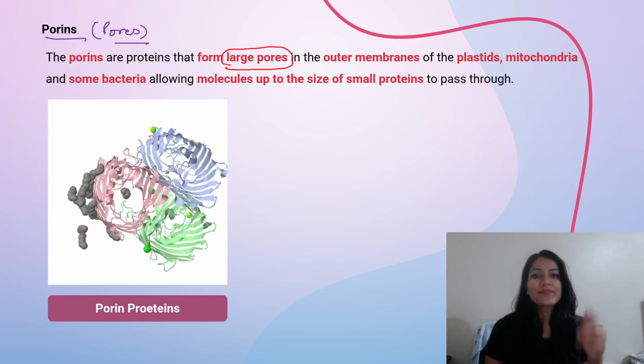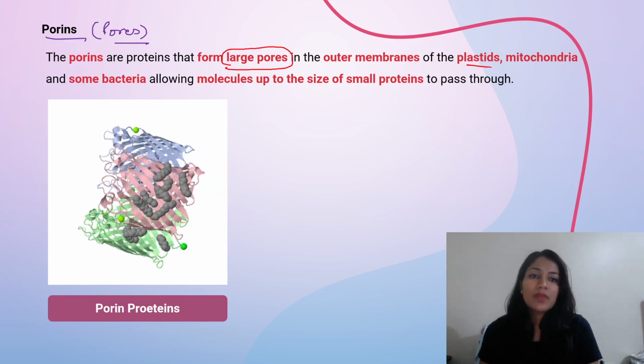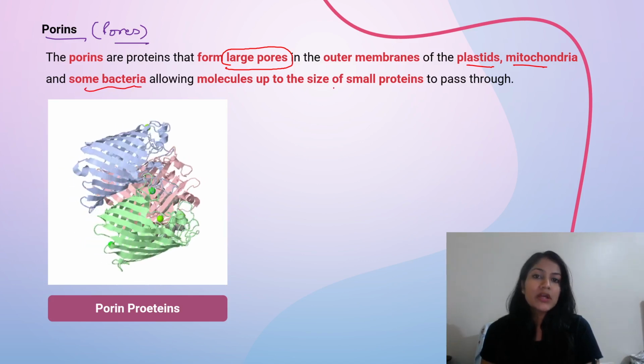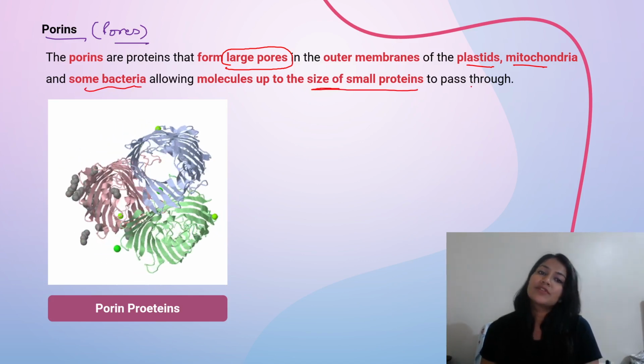बड़े बड़े पोर्स in the outer membrane of plastid, mitochondria and some bacteria, allowing molecules up to the size of small proteins to pass through.